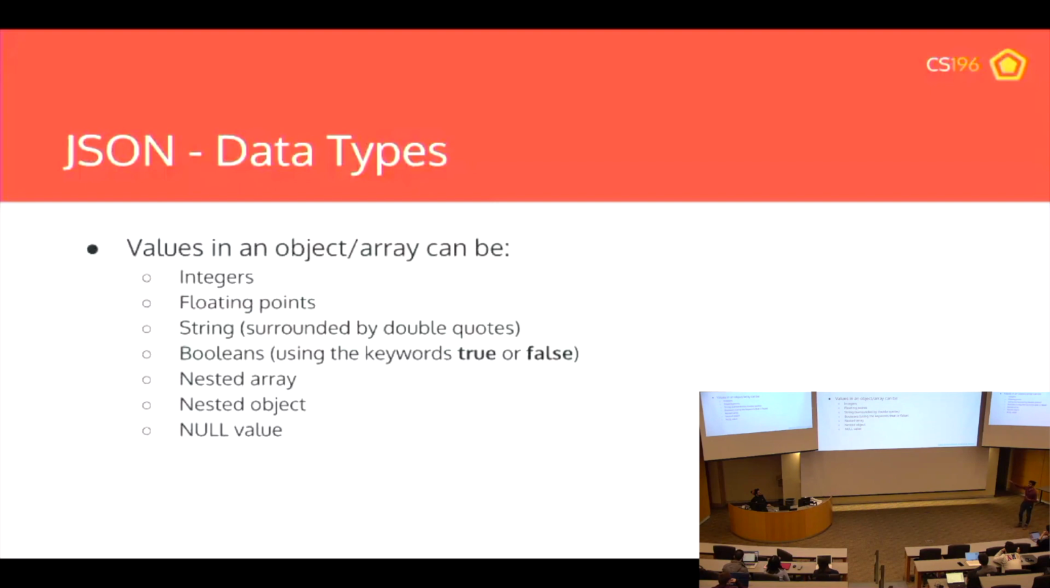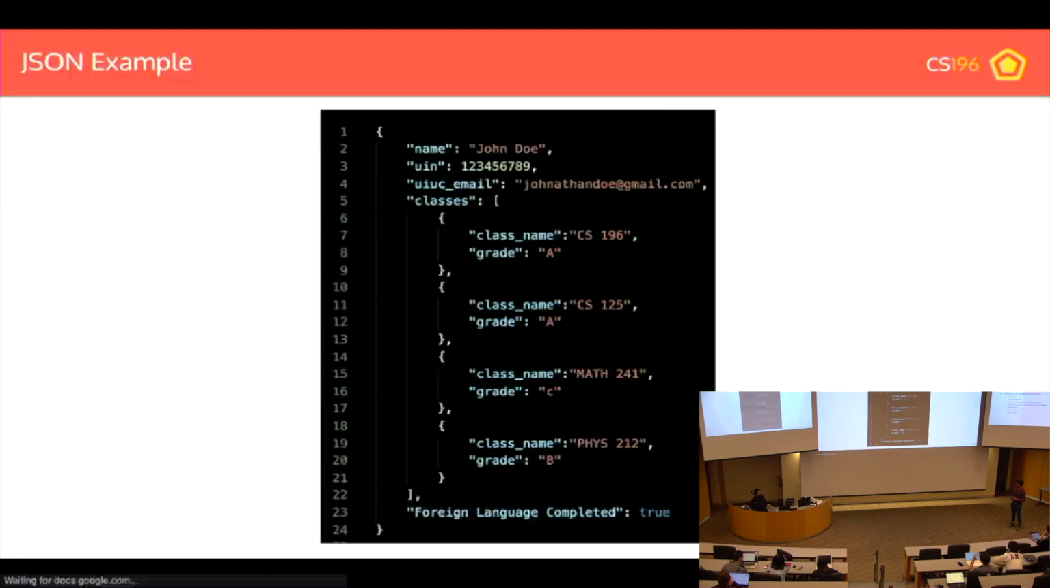So those second last two are pretty powerful because that means you can have a huge JSON object with multiple JSON chunks inside it and multiple arrays inside it because you have this nested structure. And that allows you to send a lot of data very quickly, and it's very easy for computers and humans to read. So let's look at this UIUC student JSON.